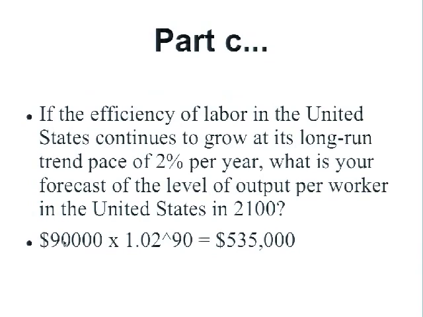Last question. What will output per worker be in South Korea in 2100? Current level of output per worker is $40,000 per worker per year. Current rate of economic growth, both the efficiency of labor and of GDP per worker, is 5% per year. What's this going to produce?